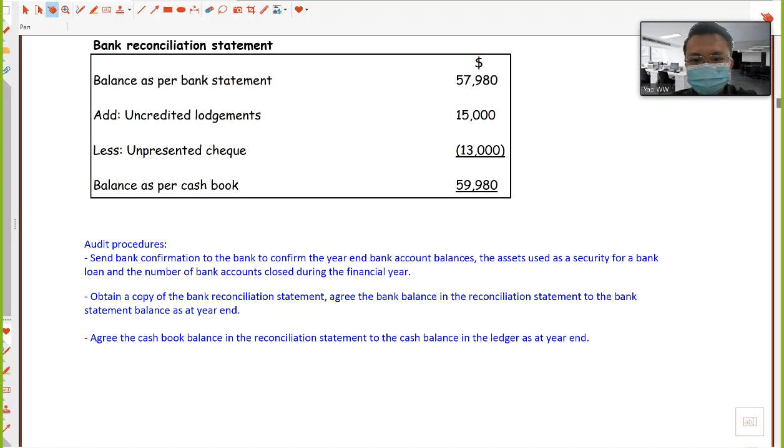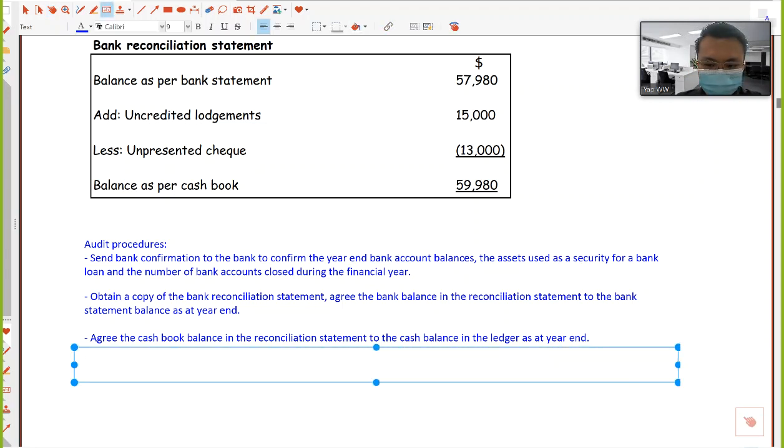So how do I know this figure is real one? Eventually, I will get this balance, but not before year end. We will get this balance after the year end. So I will need to verify the uncredited lodgement to the receipt in the bank statement after the year end. So this is what we are going to do.